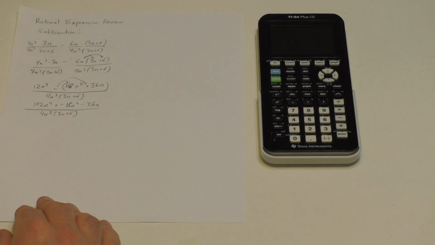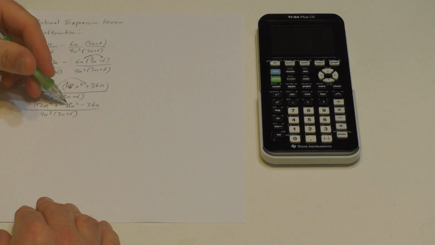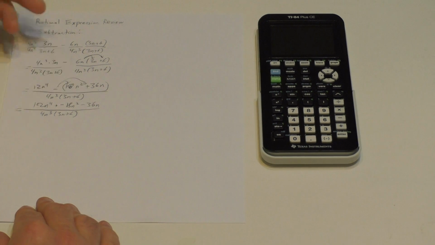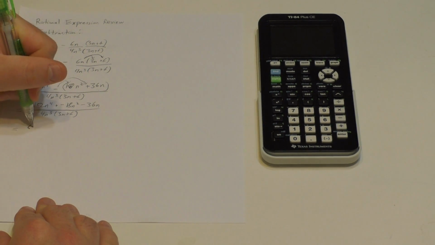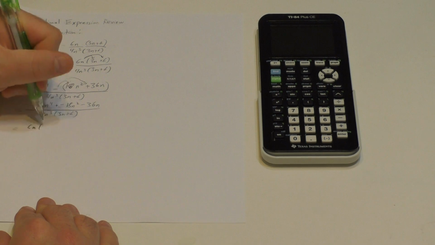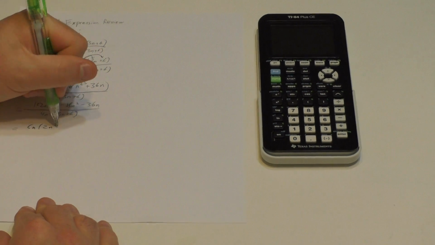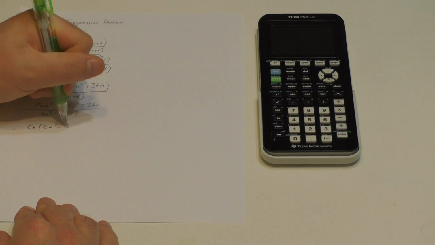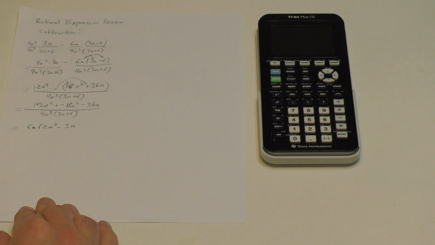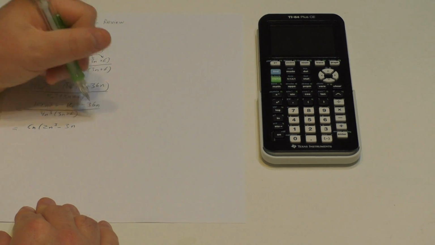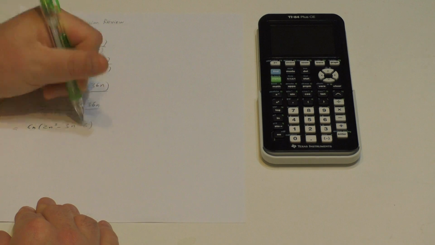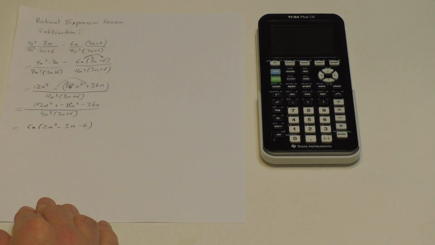Alright, a lot of work so far. But all we've got to do now is simplify, okay? These all have something in common. These all have 6n in common. So let me factor out a 6n, okay? And I'm left with 2n to the third, okay? Minus 3n, okay? And minus 6, okay? So we end up with that there.